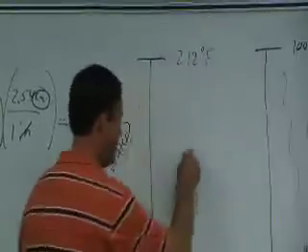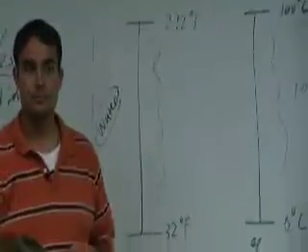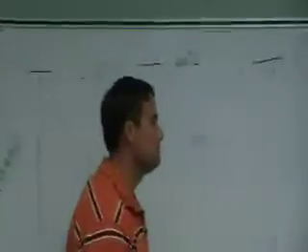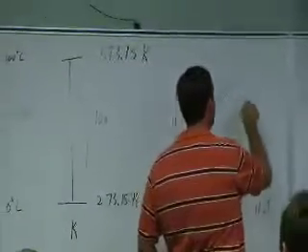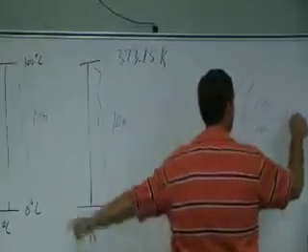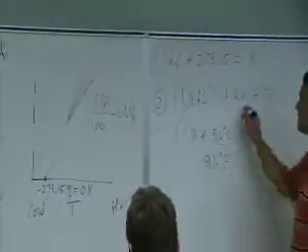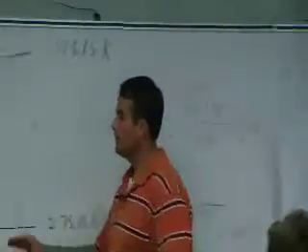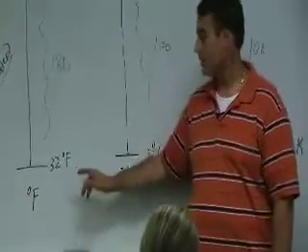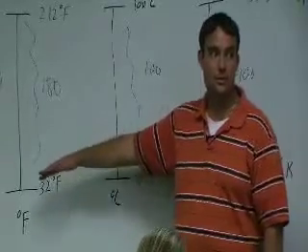All right. What's 212 minus 32? 180. Okay. So what is 180 divided by 100? 1.8. All right, you got your answer? Where does the 32 come from? Well, guess what? This starts at 0. Where does this start? At 32. So you're going to have to add 32 to it to bring it back up. That's where the 32 comes from.